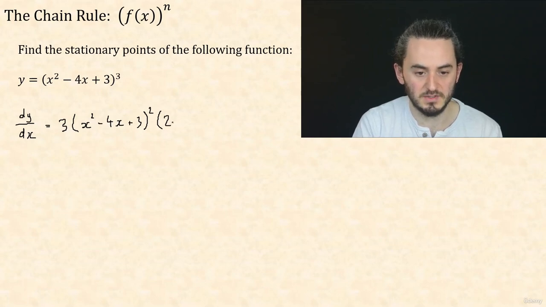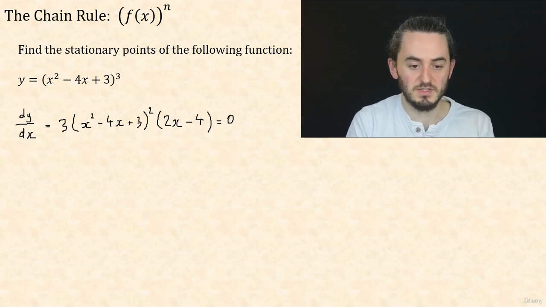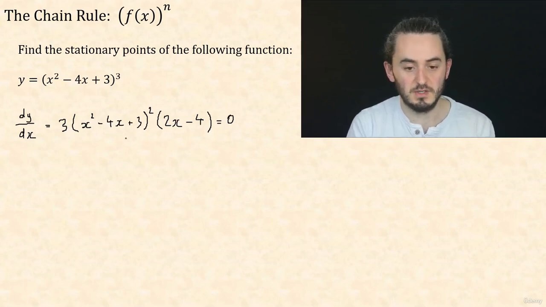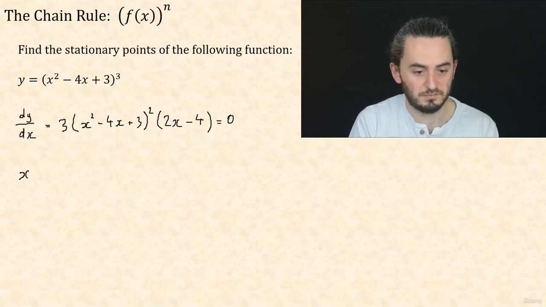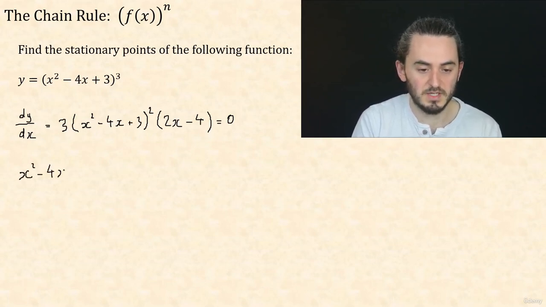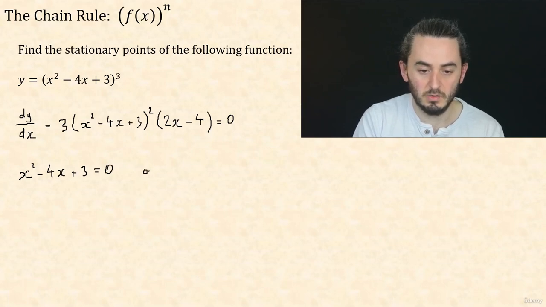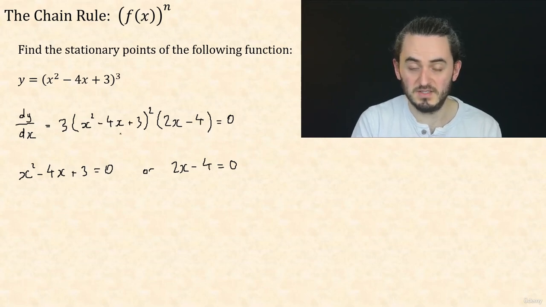The derivative of that is 2x minus 4. And I want to set this equal to 0. Well, this is nicely factorised for me, so it's kind of easy to solve. This is equal to 0 either when x squared minus 4x plus 3 equals 0, or when 2x minus 4 equals 0. If either that bracket's 0 or that bracket's 0, the whole thing equals 0.